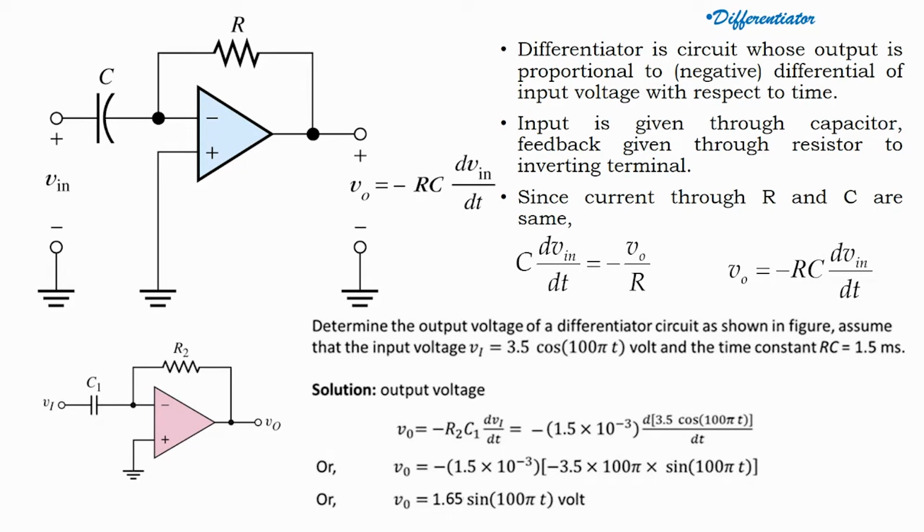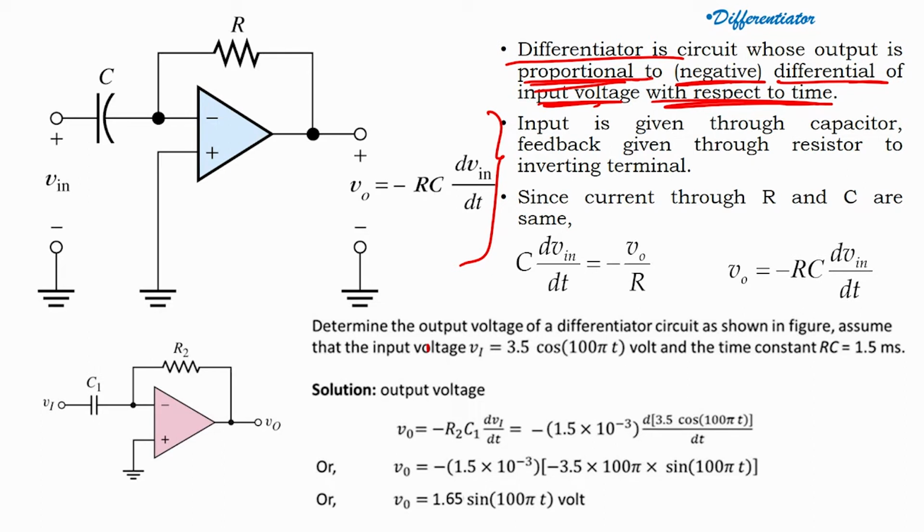So, what is a differentiator? A differentiator is a circuit whose output is proportional to the negative differential of the input voltage with respect to time. If I want to write the equation for VO, my output voltage will be nothing but minus RC into dV in by dt.